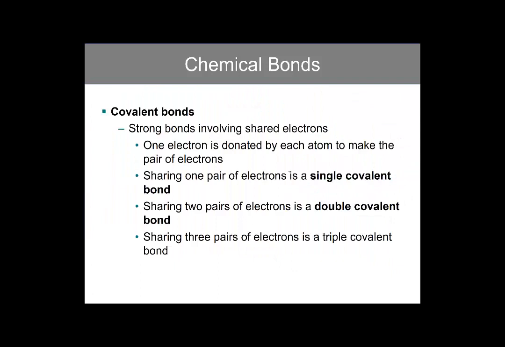Covalent bonds are the strongest of the bond types discussed. They're strong bonds that involve the sharing of electrons. 1 electron is donated by each atom to make a pair of electrons. Sharing 1 pair of electrons creates a single covalent bond, but atoms can also share 2 or even 3 pairs of electrons, giving rise to double covalent bonds or even triple covalent bonds.